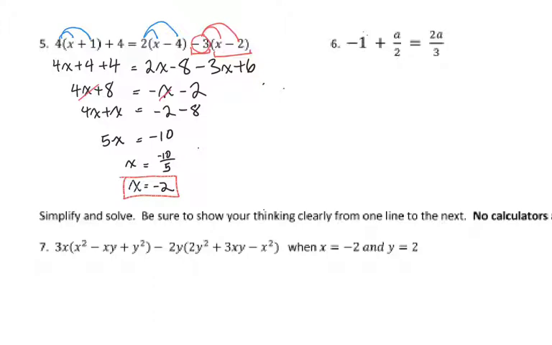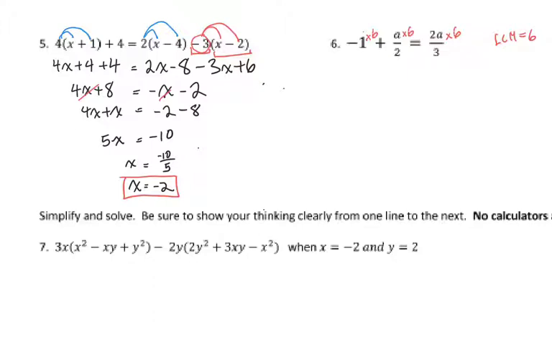For question number 6, you need to multiply by the lowest common multiple, and the LCM in this case is going to be 6. So we're going to multiply each of the terms in this equation by 6. So let's do that right now. We're going to take -1 and multiply by 6. We're going to take a over 2, and we're also going to multiply it by 6. And 2a over 3 is also going to be multiplied by 6.